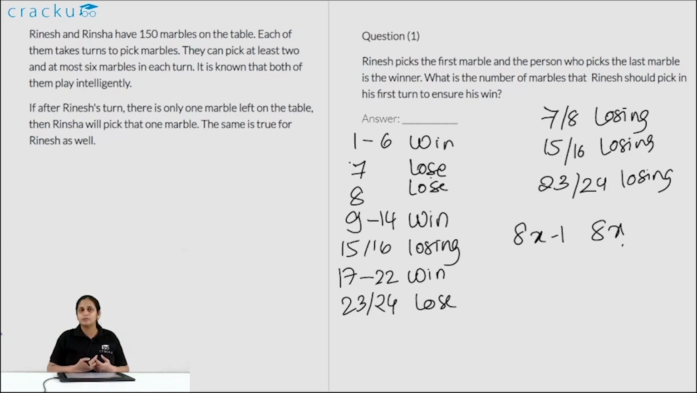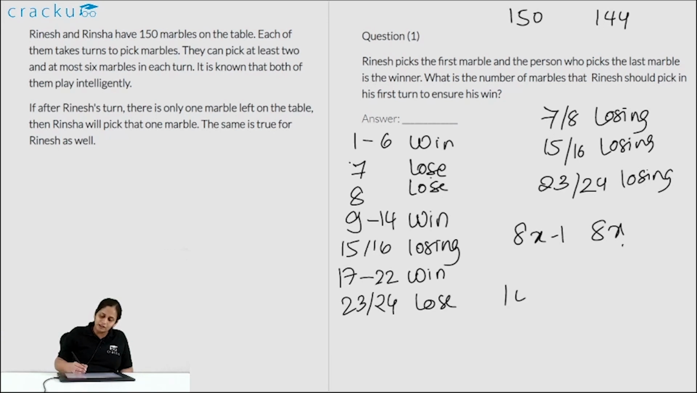Now if Rinesh wants to win, he must make sure that the number of coins on the table is either of the form 8x minus 1 or 8x. Okay, so you have 150 coins. Now what is the number of coins that he can leave on the table? You have to find the nearest multiple of 8 of the form 8x minus 1 or 8x near 150. So what is the multiple of 8 which is closest to 150? That would be 144. 144 is closest to 150.